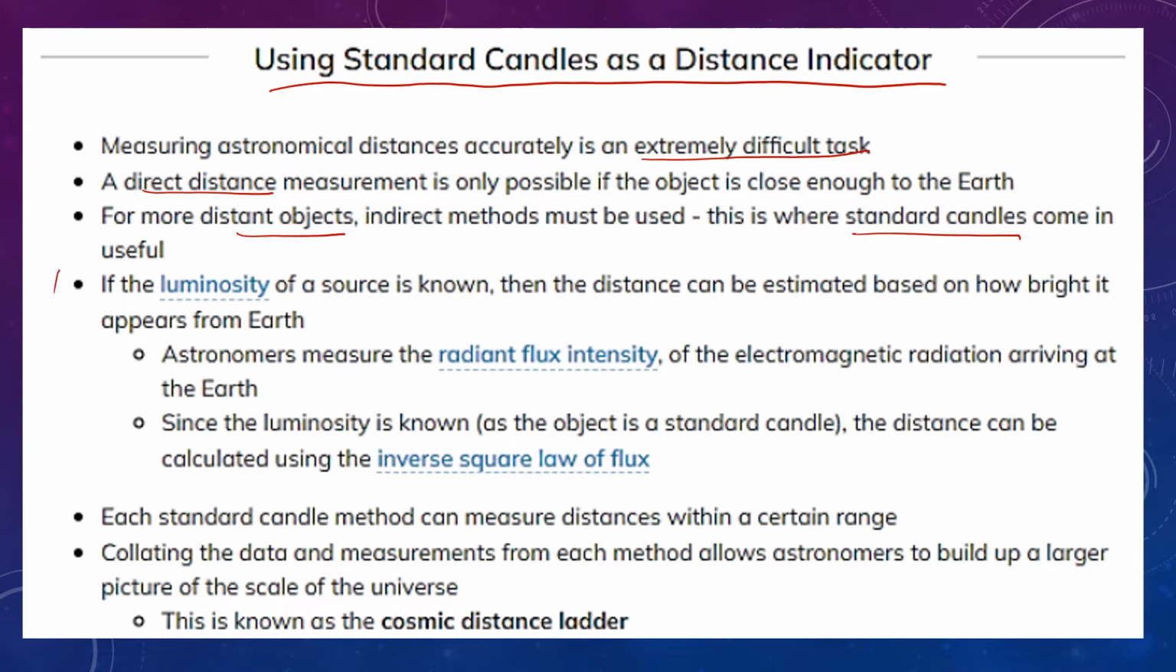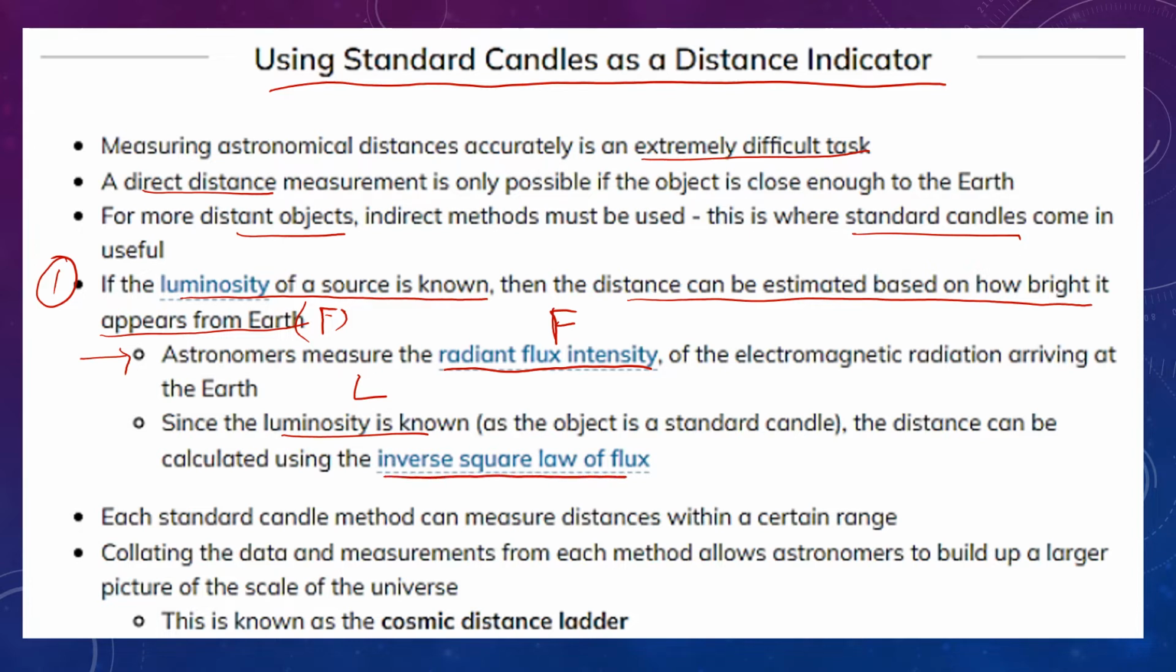So now, point number one: if the luminosity of the star is known, then the distance can be estimated based on how bright it appears from the Earth, like F. So astronomers measure the radiant flux intensity, which is F, of the electromagnetic radiation arriving at the Earth. This is point 1. And then since the luminosity is known, like through the standard candle method, they can use the inverse square law of the flux to find the distance. So it is like this again: R squared is L over 4 pi F, and then you can take the square root of it to measure the distance of the star.